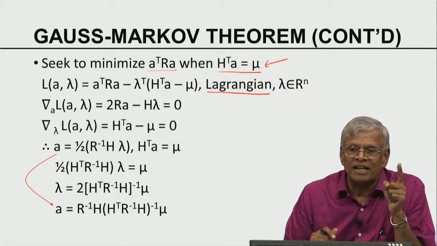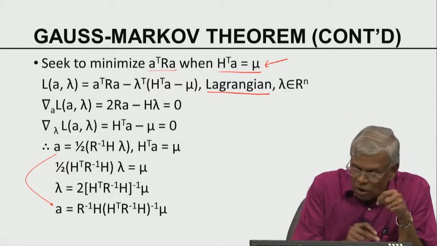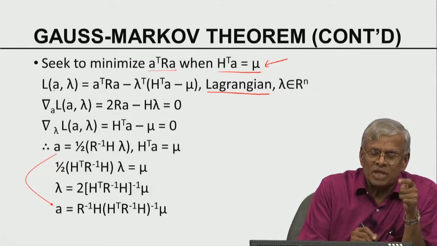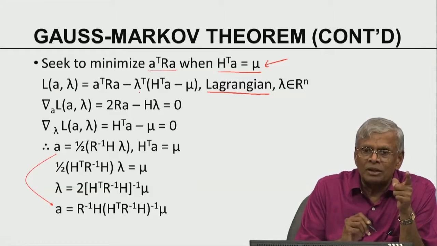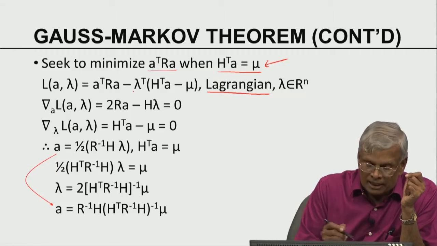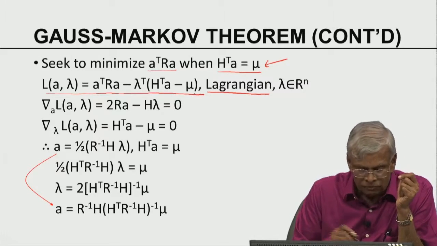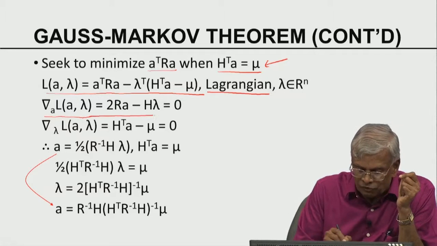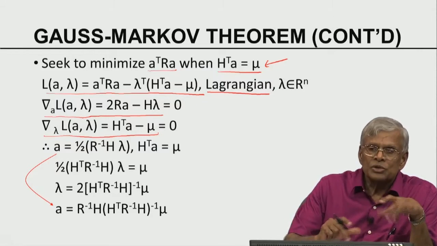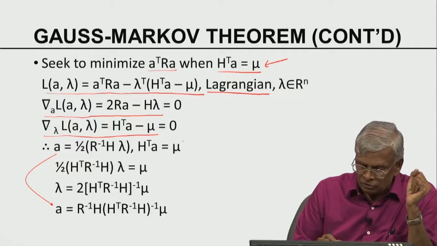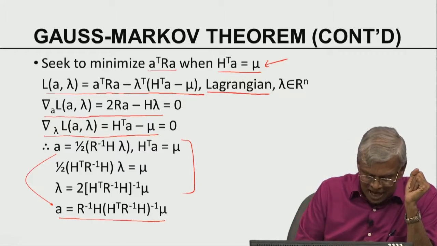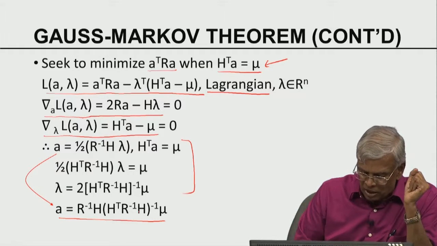Now you know the importance of multivariate calculus and optimization theory. So formulate this as a Lagrangian problem. A is a free variable with respect to which I am going to do the minimization. Lambda is a vector with which I am going to build my constraint into my Lagrangian function. So this is the Lagrangian function. Compute the gradient of the Lagrangian function with respect to A. Compute the gradient with respect to lambda. Equate them to 0. Solve them simultaneously. The solution process is given here. Ultimately, the minimizing A is given by A equals R inverse H, H transpose R inverse H inverse mu.